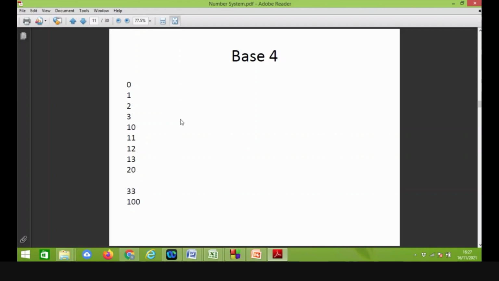Similarly, we wrote 10, 11, 12, 13. Now 13 is full. So what will happen? 3 will reset to 0 and a carry will be generated in the tens place and it will become 20. The maximum limit is 33. Now 33 is the maximum number that you can write with a base 4 system. Base 4 system, 33 is the highest, plus 1 means 33 will reset to 00 and a carry will be generated and it will become a 3-digit number now. So this is how we write counting in any base.